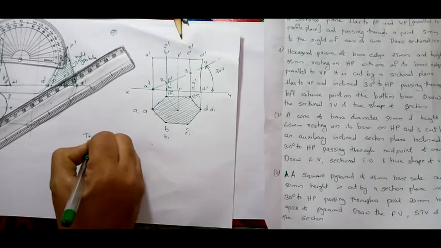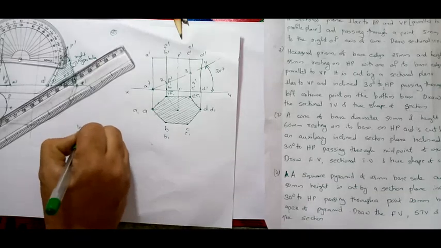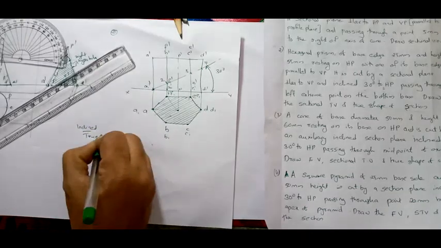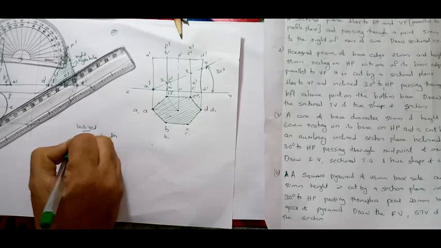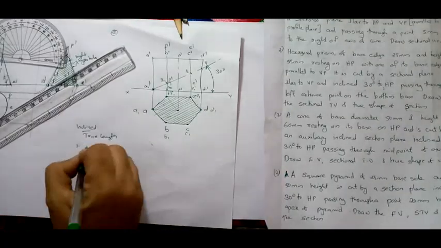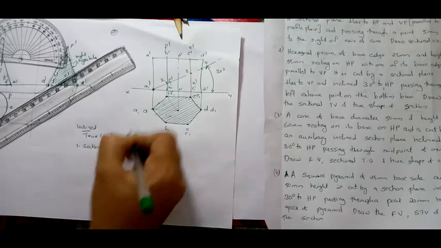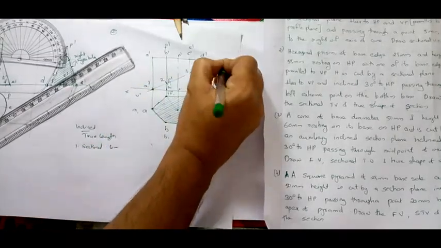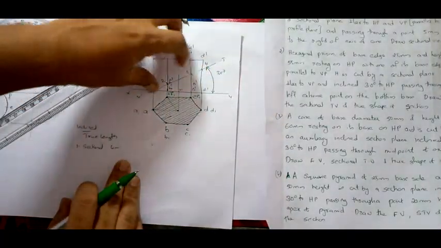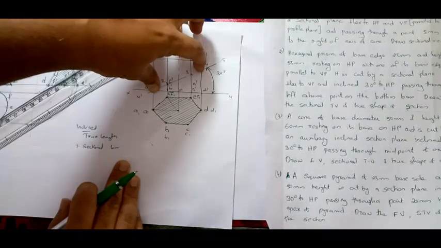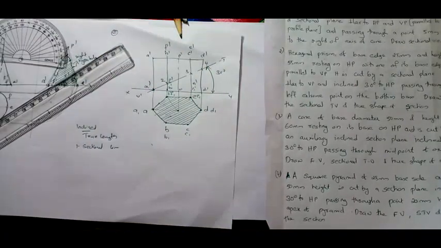While drawing an inclined section view, there will be two true lengths. There will be two lines which are true length. One is the section line, so it is V dash T dash. This line, actually the section line, from here to here, this section line is actually representing a true length.